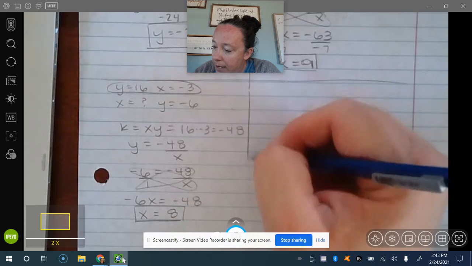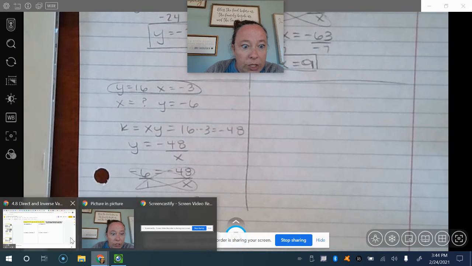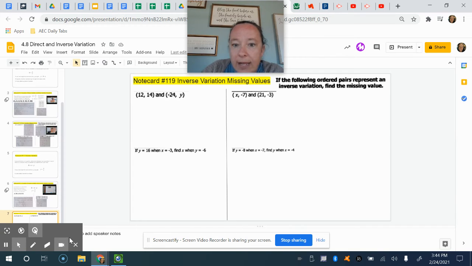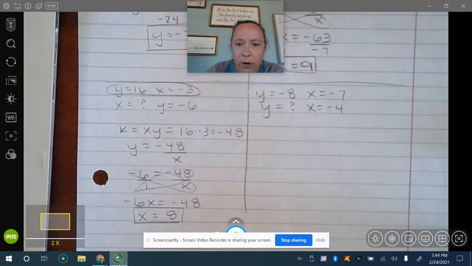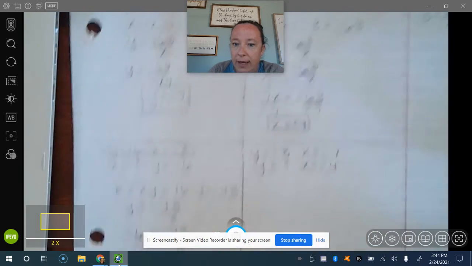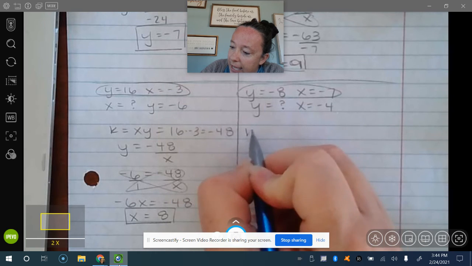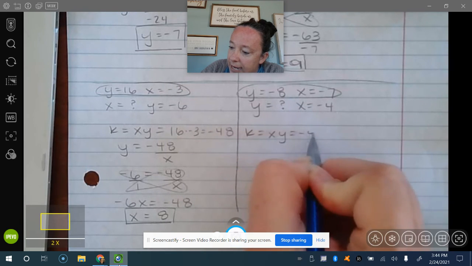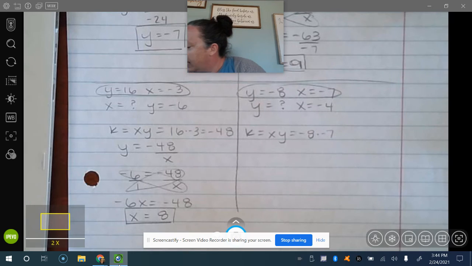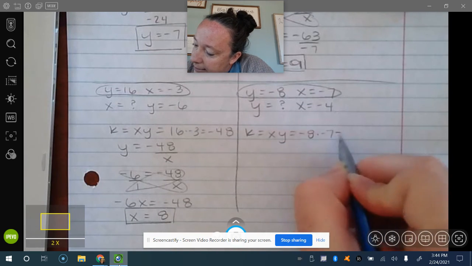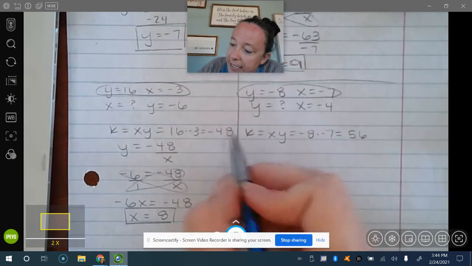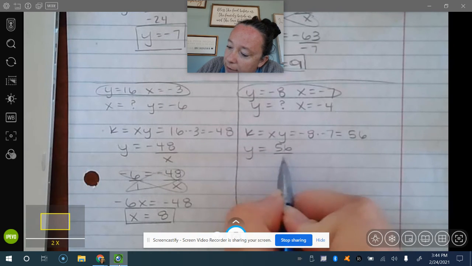All right. Now the bottom right was another one that had some words going on. It says y equals negative 8 when x equals negative 7. We want to find y when x is negative 4. And guys, you could write these wordy ones in ordered pairs like the top ones. You could absolutely do that. Now, this is my complete set of information. So k equals x times y, so equals negative 8 times negative 7. And that gives me 56. So k is 56. y equals 56 over x.